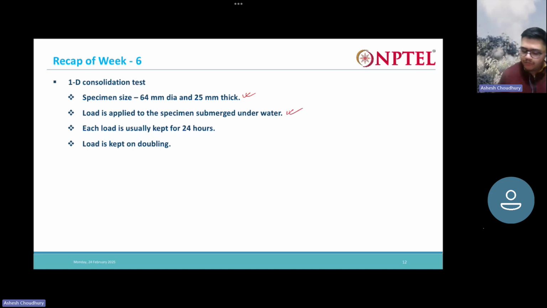Each load is usually kept for 24 hours. As I said, we keep the load and note down the settlement at intervals of time: at 1 minute, then 2 minutes, then 4 minutes, then 8 minutes, then 16 minutes, then 32 minutes, then 64 minutes, and we keep noting down the settlement for at least 24 hours. And then the load is doubled. So initially, if we put 500 grams, we make it 1000 grams, and you carry on the test. It's a long test, so it takes several days to complete.